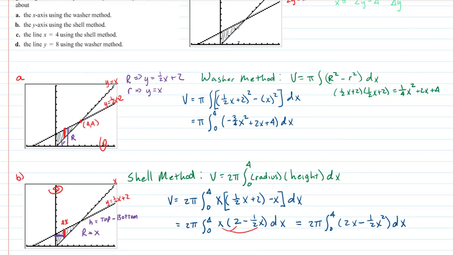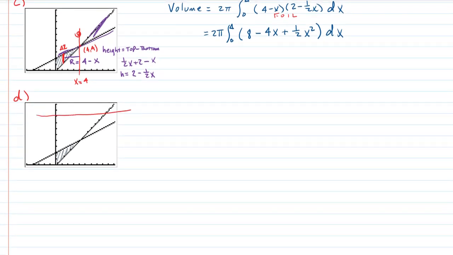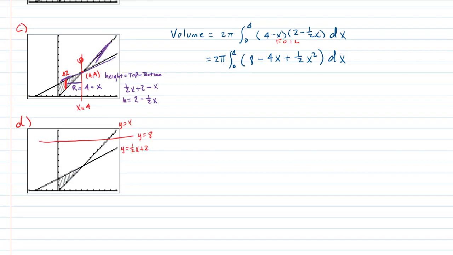For part D, we're asked to revolve this around the line y equals 8 and use the washer method. So here's the line y equals 8. This is the line y equals x. And this is the line y equals 1/2 x plus 2. For the washer method, our representative rectangle has to be perpendicular to the axis of revolution, which tells us that our thickness is a delta x. So we are going to be using x as our variable of integration.